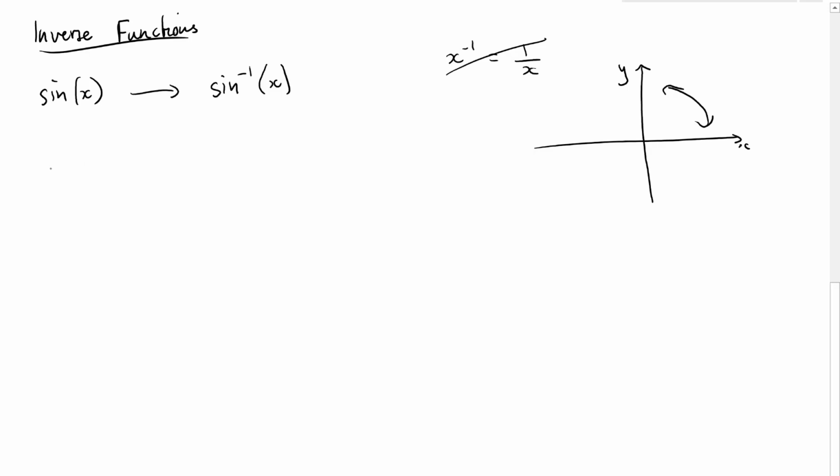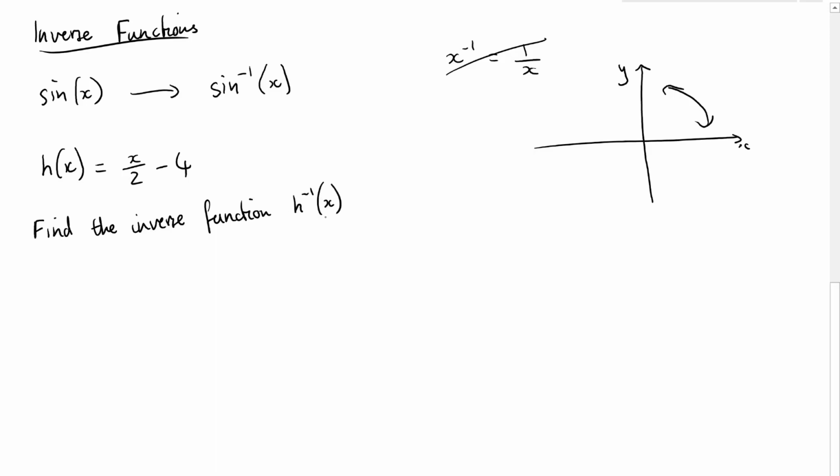Let's say I had a function, I'm going to call it h of x. Hopefully you see the idea. It doesn't matter what I call the function, this is just a name for what the process is going to be. Let's say h of x was just x over 2 minus 4. Okay, and the question asks me to find the inverse function, and they'll usually note it. They won't tell you it's an inverse function, they'll usually just say it's h to the -1 of x. This just means it's the inverse function of x.